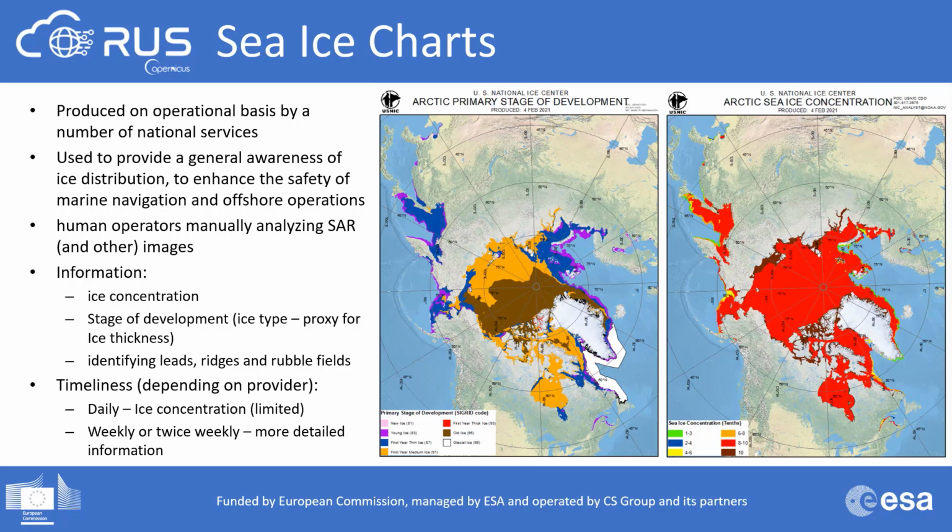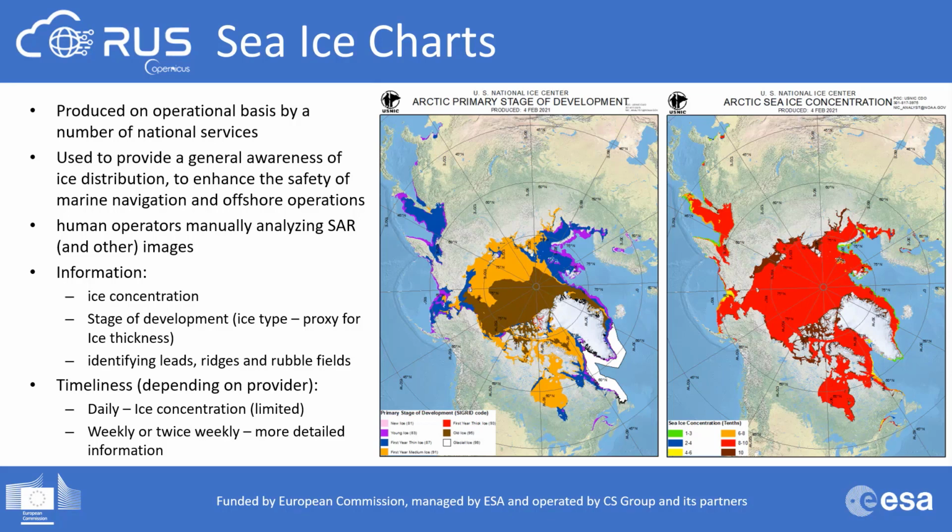These charts are used by a host of parties, including policymakers, regulators, climate scientists, hydrologists, flood prevention agencies, or emergency incident responders, but maybe most importantly by ship and offshore platform operators. The overall purpose is, of course, to provide a general awareness of ice distribution and to enhance the safety of marine navigation and offshore operations, and to increase public safety, minimize property damage, and aid ecosystem management.